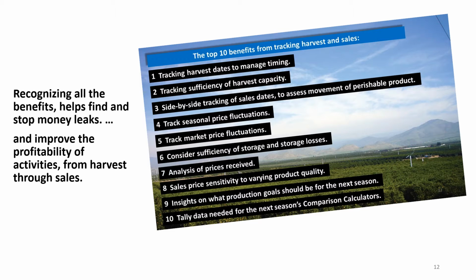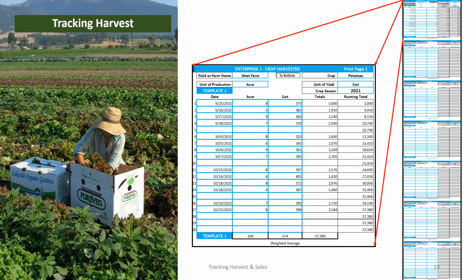Recognizing all the benefits helps find and stop money leaks and improve the profitability of activities from harvest through sales. The tracking harvest templates each contain 20 lines for harvest entries. There are a total of 7 harvest templates, making it possible to record 140 harvest dates or harvest events.